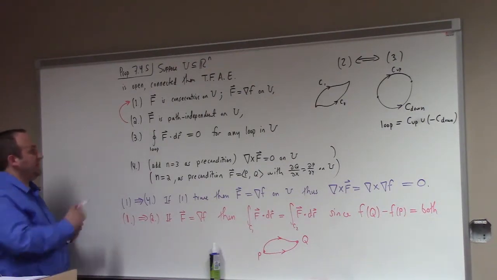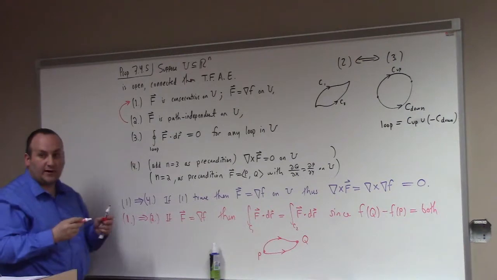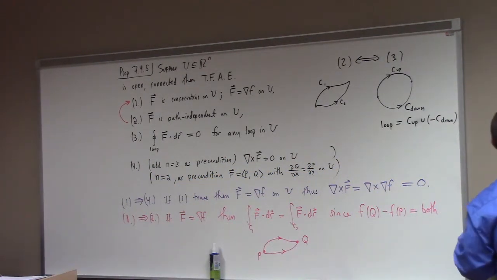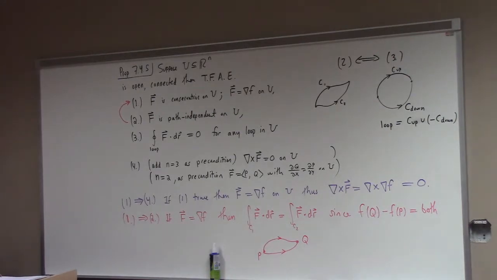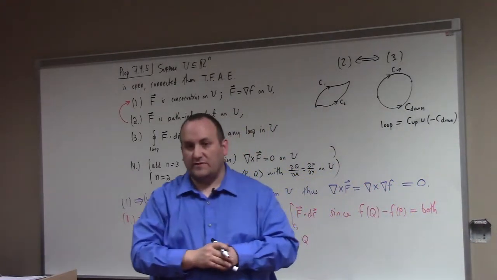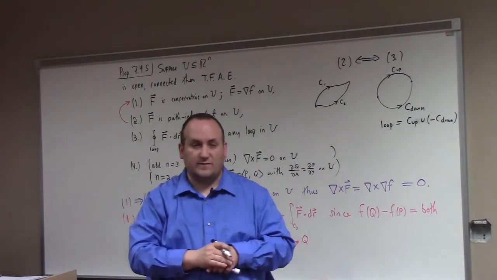But what's much less obvious is why 2 implies 1, and that's what I want to work on here for a little bit. So we're going to assume that F is path independent on U, where U is an open connected set. I'm just going to do it in the n equals 2 case, because if we can understand the argument for n equals 2, it's going to work just as well for higher dimensions.